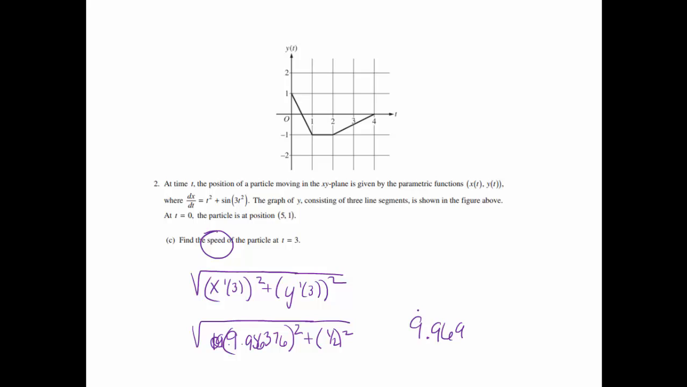All right, so that was worth 2 points. If you have an expression for speed, so if you have this right here, that would be worth 1 point. You could also have dx/dt of 3 squared plus dy/dt of 3 squared. And then if you have your proper answer, that would also be worth 1 point. So this part was worth 2 points.